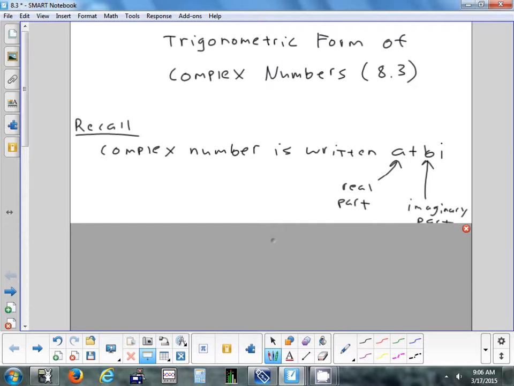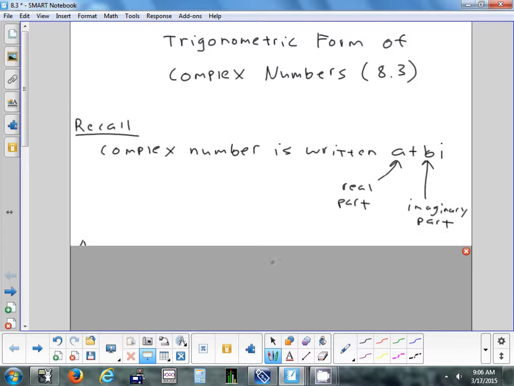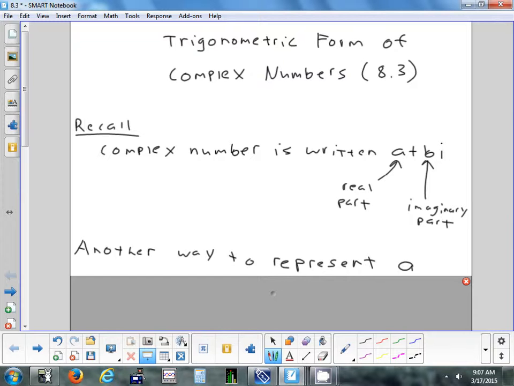Just remember the idea of a complex number. It has a real and imaginary part. Real part comes first. Imaginary part comes second. So in this particular example, A is the real part, B is the imaginary part. Not BI. The I is just there to tell me what's in front of it is imaginary.